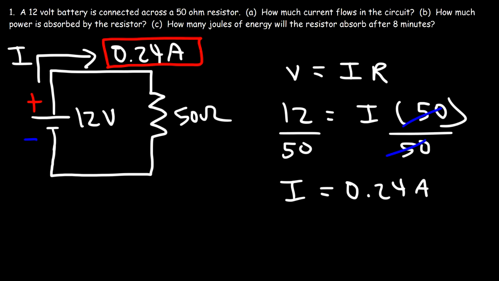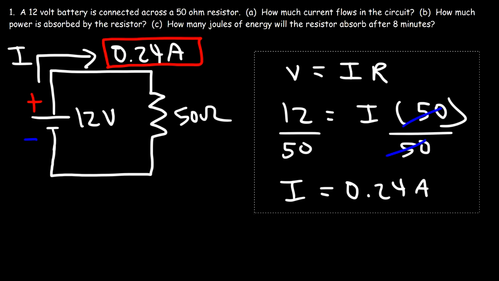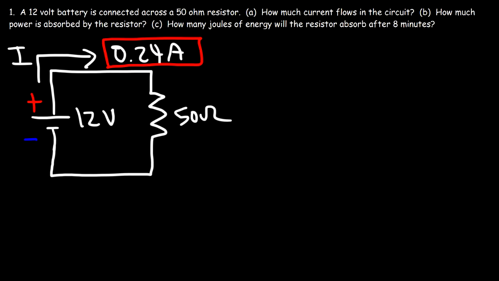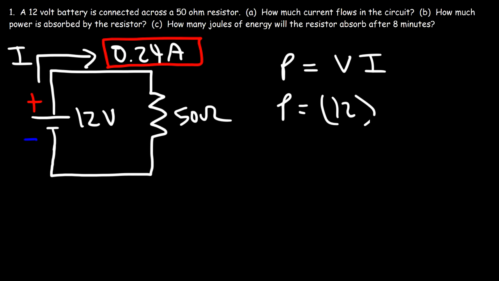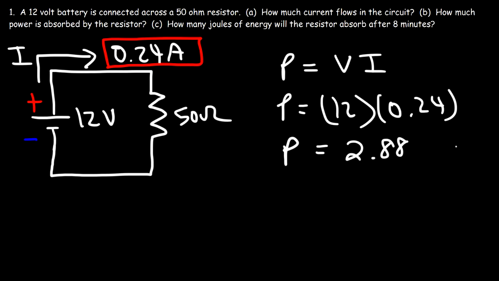Now let's move on to part B. How much power is absorbed by the resistor? A simple formula that we could use is P is equal to VI. The voltage across the resistor is the same as the voltage across the battery because the resistor is directly connected to the battery. And so we have 12 volts across the resistor and a current of 0.24 amps flowing through it. So it's going to be 12 times 0.24. So the power is 2.88 watts. And so that's it for part B.